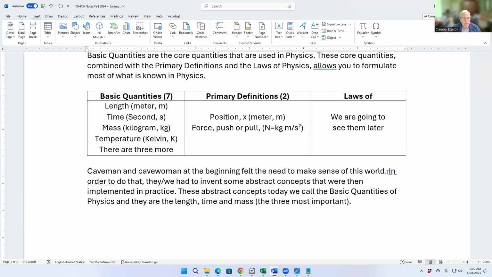And they are so important that today we just take them for granted. They are just like second nature to us.